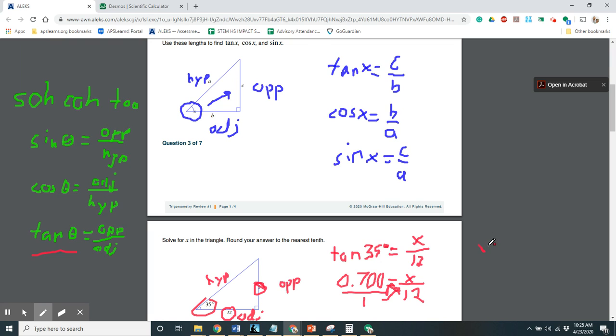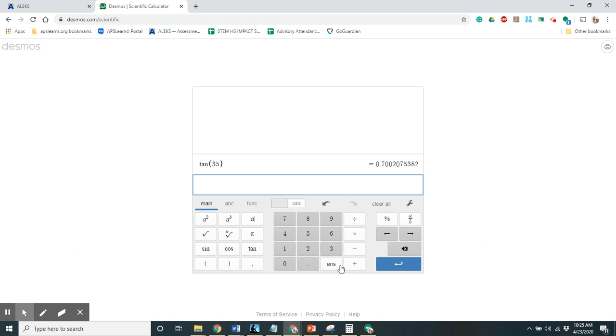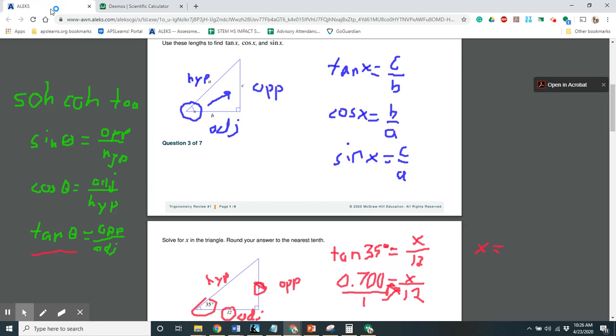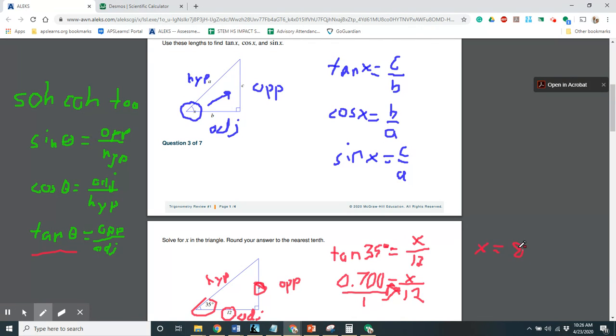let's go back to the calculator. So 0.700 times 12, 8.4. It wants the answer rounded to the nearest tenth. So that should do it. 8.4.